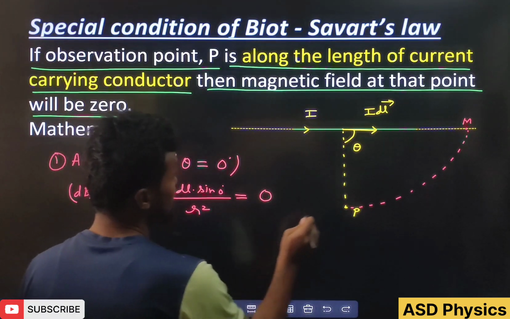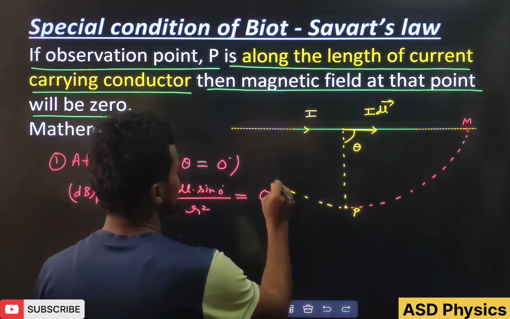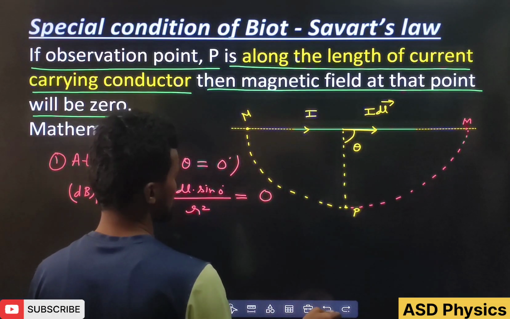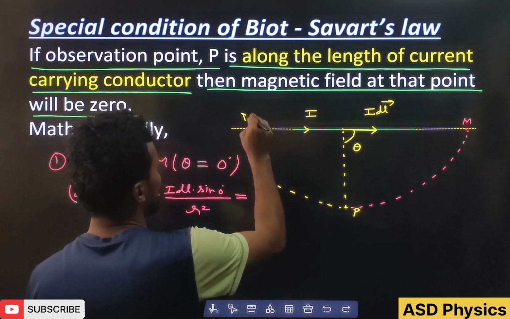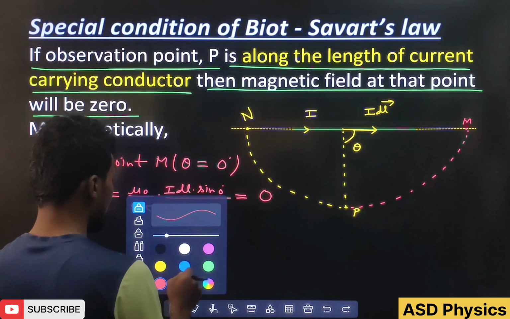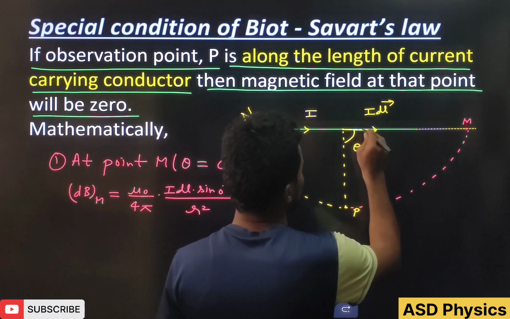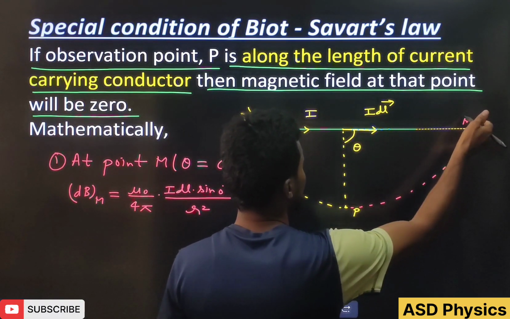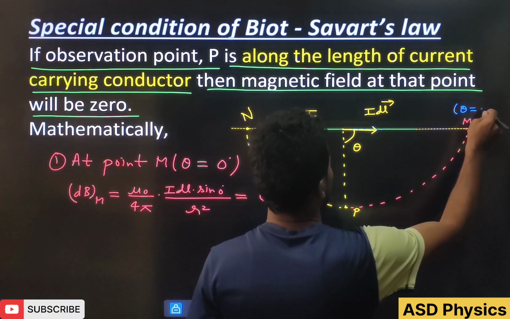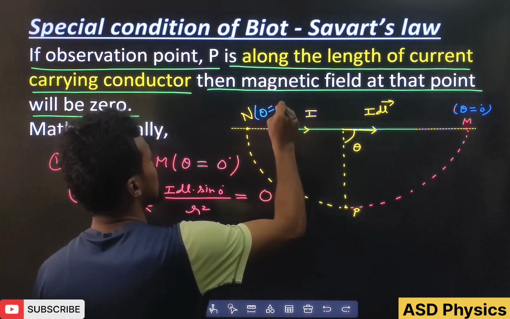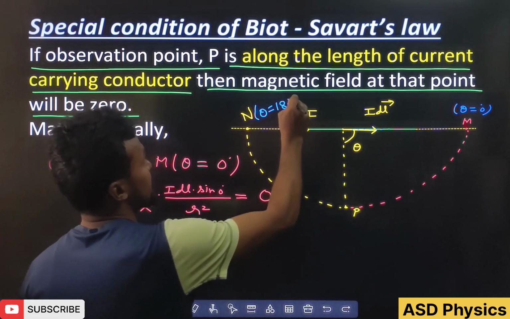Similarly, if I take the reverse direction, let's take for example, point N. This is the point N. What do you think, at point N, what will be the value of theta? Here theta was 0. But when we are going in the reverse direction, theta will be 180 degree.